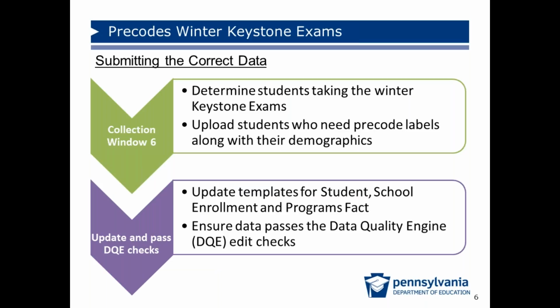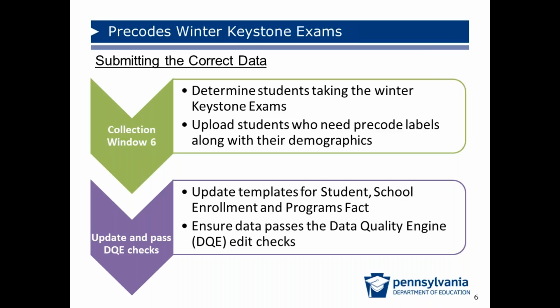All right, to accurately submit Precode data, LEAs have a few options this year. And you can decide what works best for you. So first, LEAs can identify the students who are taking the winter Keystone exams and only upload those students in field 214. So students can be uploaded into field 214, and that's option 1.